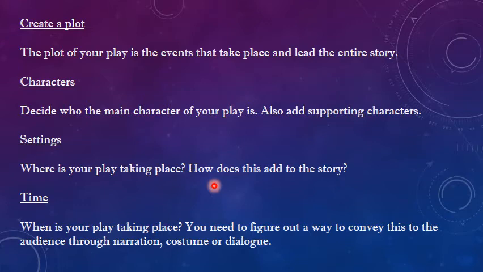Settings. Where is your play taking place? How does this add to the story? So you have to be specific about where the play is and what the setting of the play is, and time. When is your play taking place? You need to figure out a way to convey this to the audience through narration, costume, or dialogues. But in the exam, you need to mention the time. Okay, either it may be by the dialogues or costume.